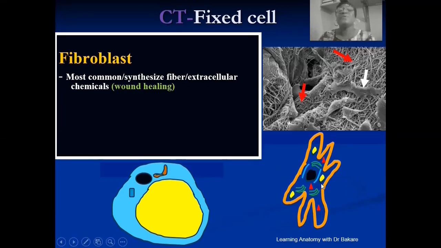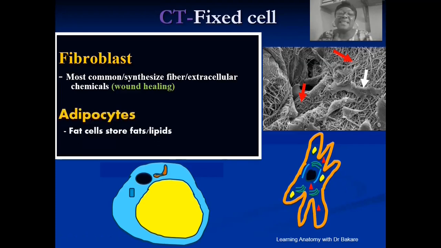Then another type of cell that we have in the connective tissue that are seen to also be fixed are the adipocytes. The adipocytes are known to store fats or lipids. If you look at this image down here, this is what the general configuration of an adipocyte looks like. You see the large vacuole or reservoir for fat that is arrowed here in red. So this is the point where fat or lipids is stored.